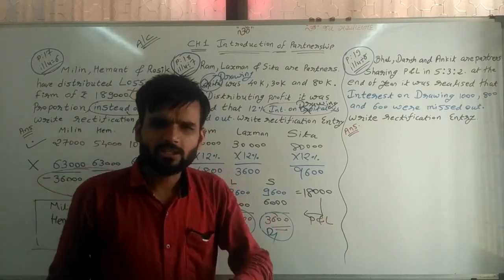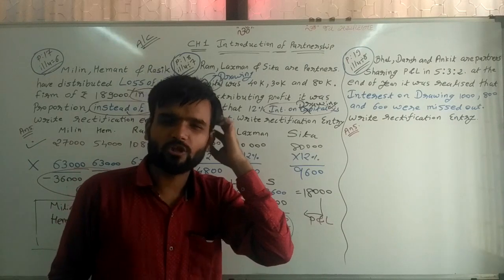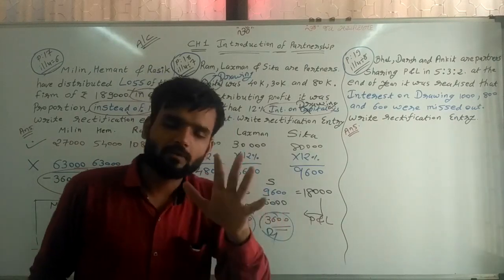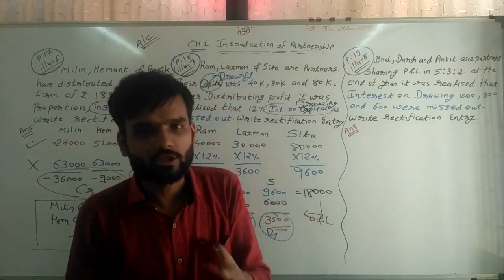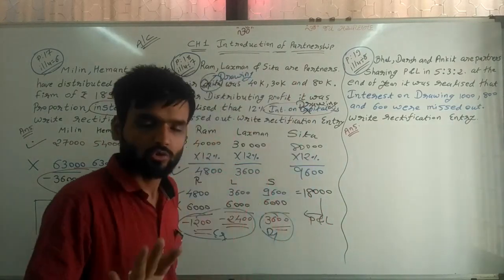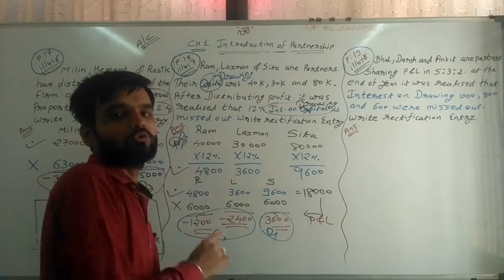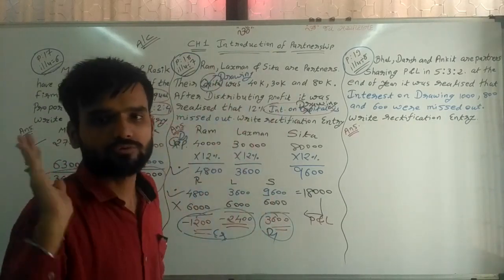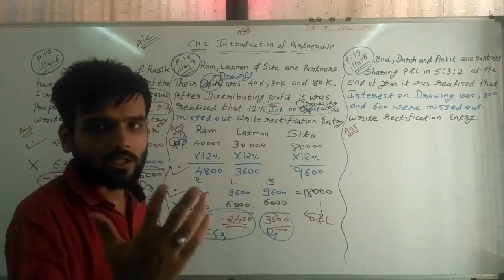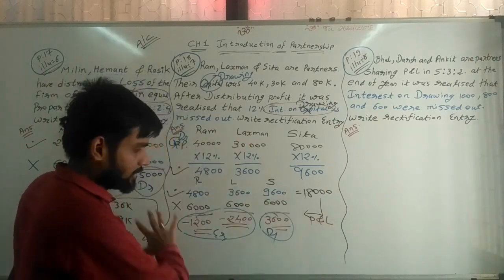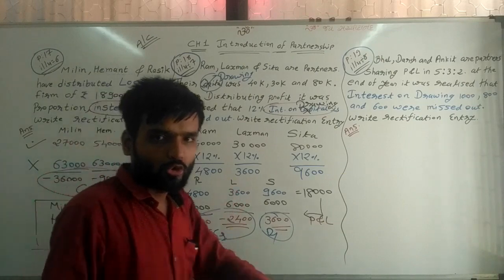Now maybe you have a question, sir. Capital account we know, but what is current account? That we will discuss in next chapter, not in this chapter. So don't worry about it. Here you need to write capital or current account, because this effect can be given in capital or current. That's so. Second sum is also clear.